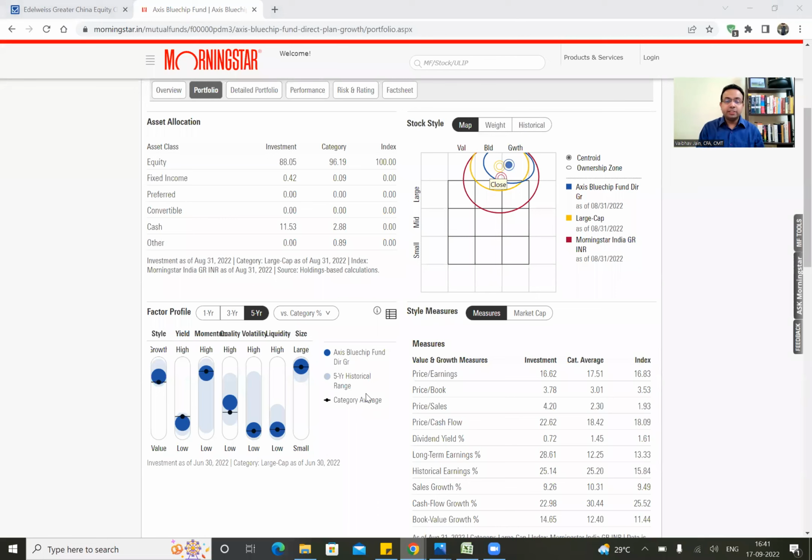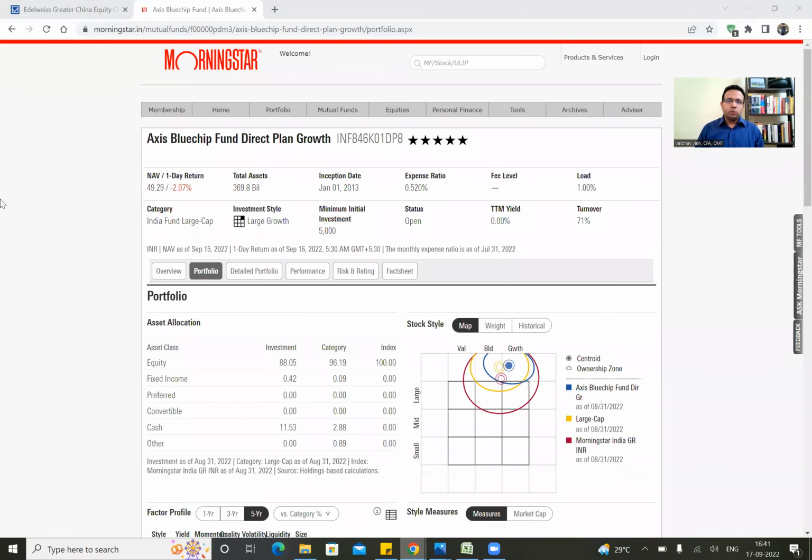Thanks, guys. So, guys, obviously, you know that Morningstar and Value Research Online are the two great databases for mutual fund tracking the returns and all. So I just thought, let me open Axis Blue Chip Fund Direct Growth Plan, which is one of the large cap funds.